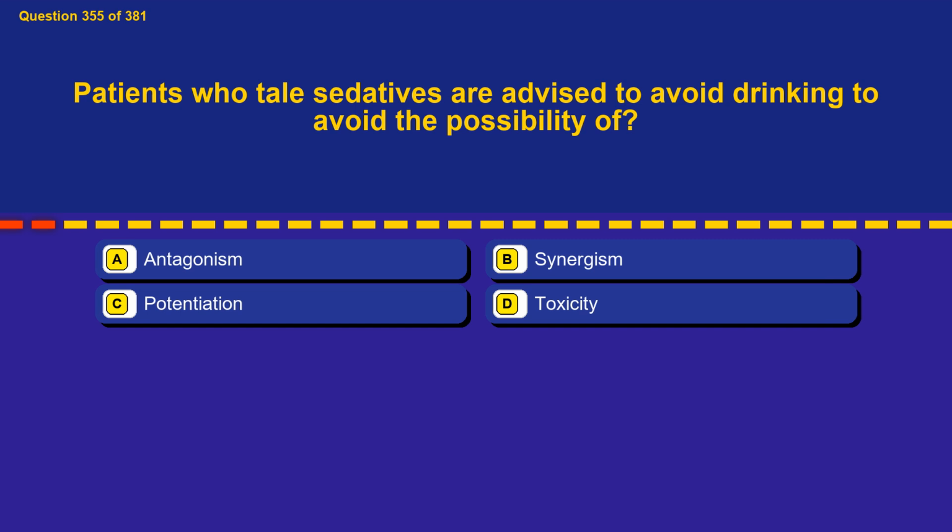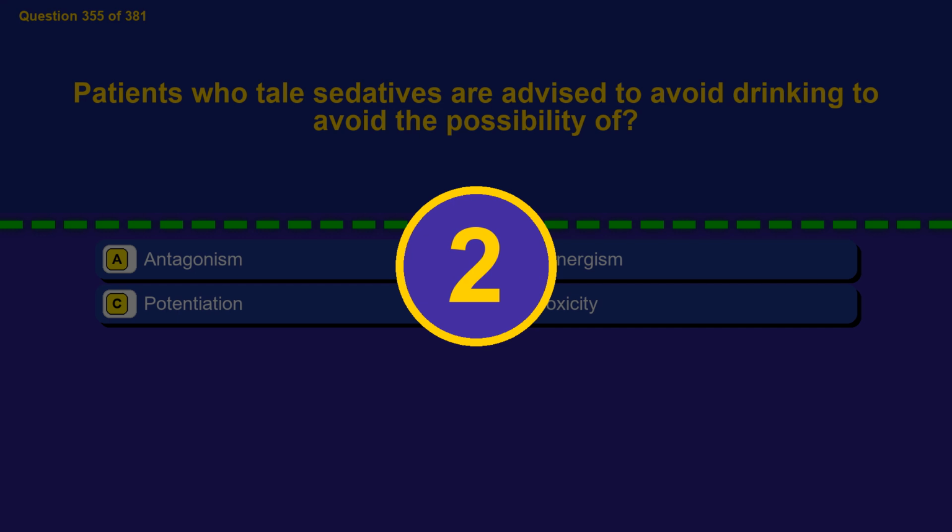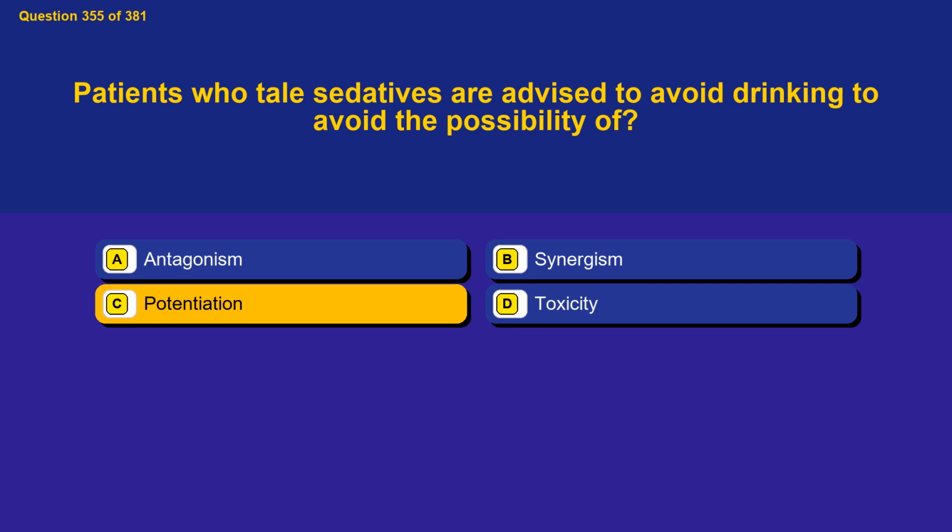Question 355. Patients who take sedatives are advised to avoid drinking to avoid the possibility of: Option A, antagonism. Option B, synergism. Option C, potentiation. Option D, toxicity. The correct answer is option C, potentiation.